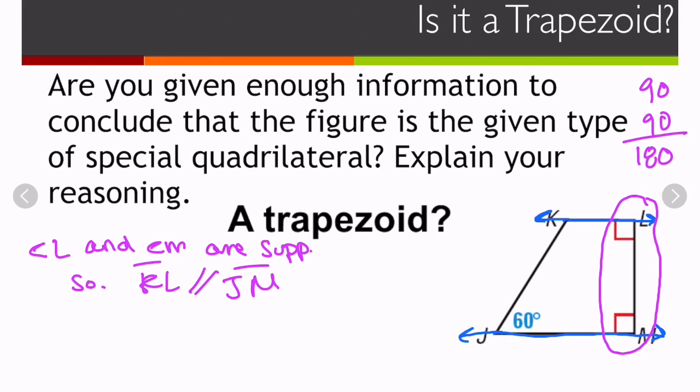Now again, a trapezoid needs to have one set of parallel lines. If we want to, we could also check and make sure that KJ and LM aren't parallel. They wouldn't be a trapezoid if they were parallel, because a trapezoid has to have one set of parallel lines. If it had two sets of parallel lines, it would be a parallelogram.